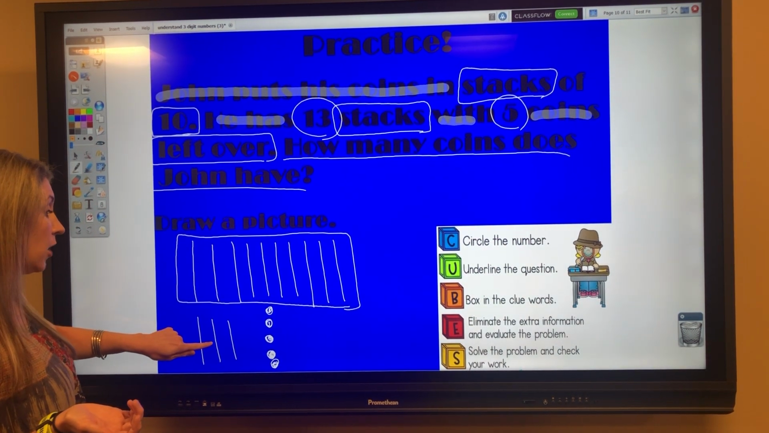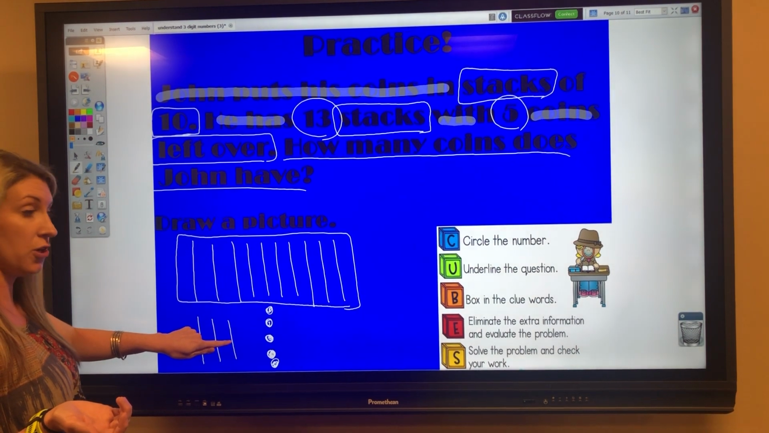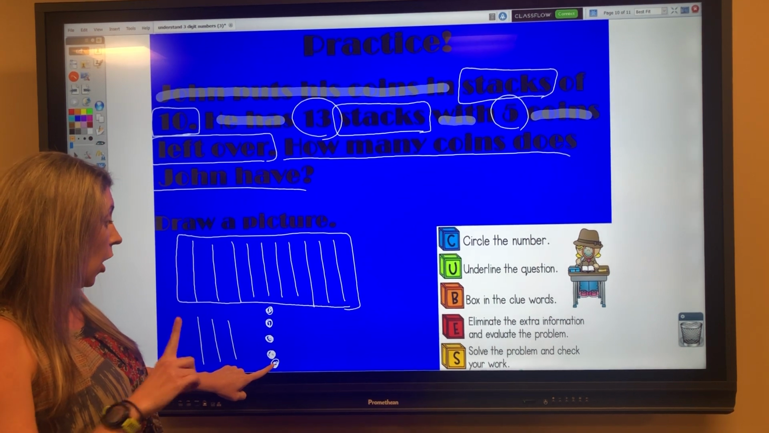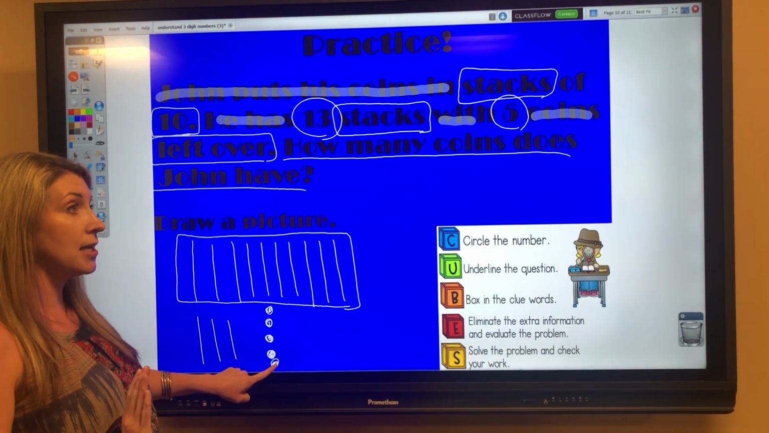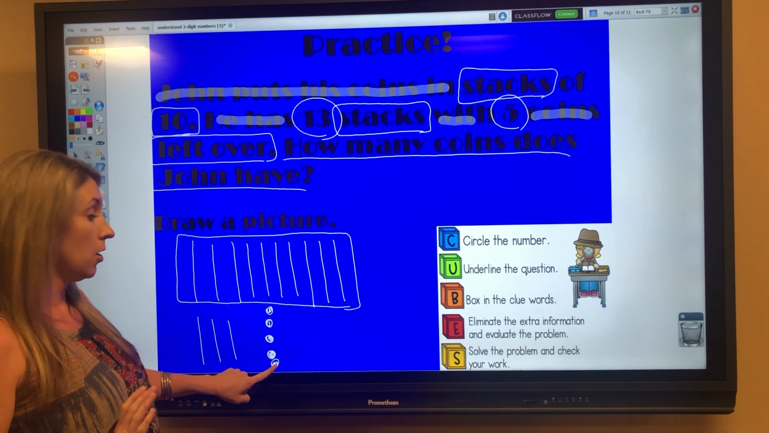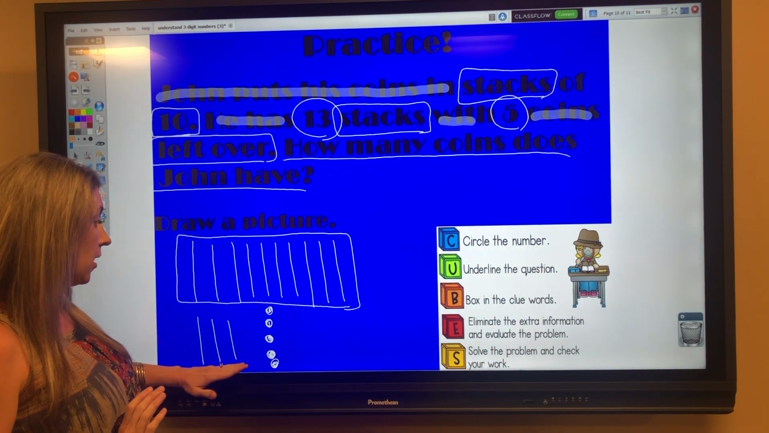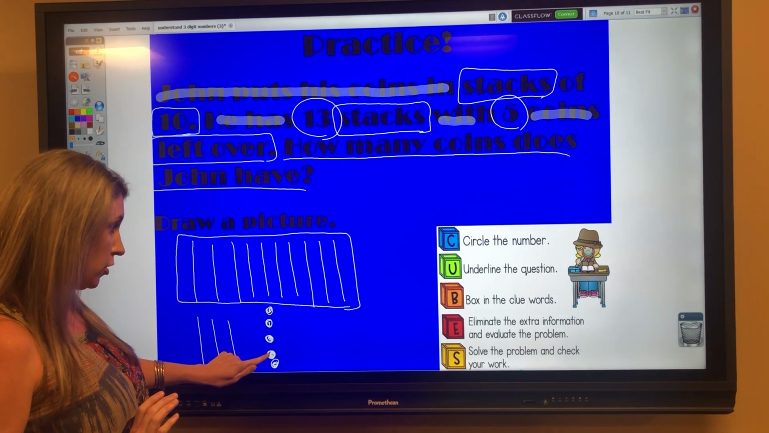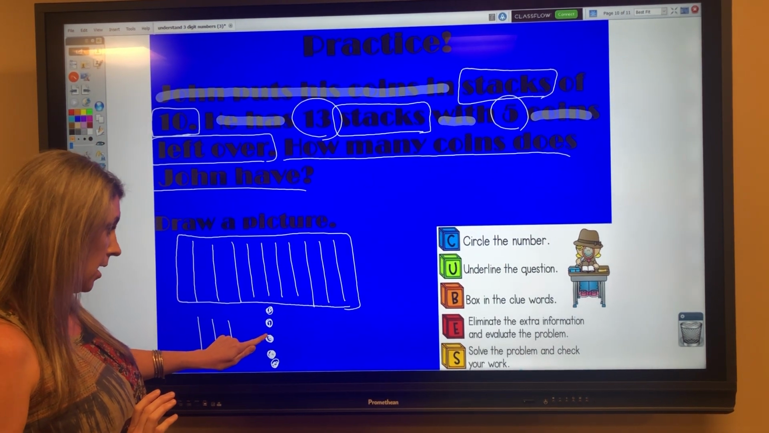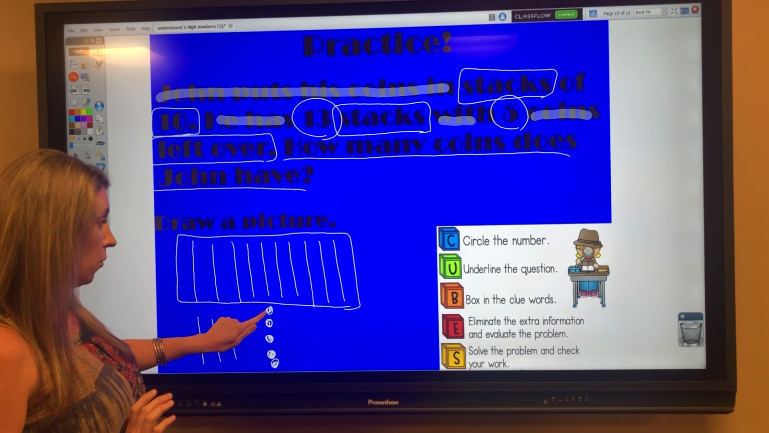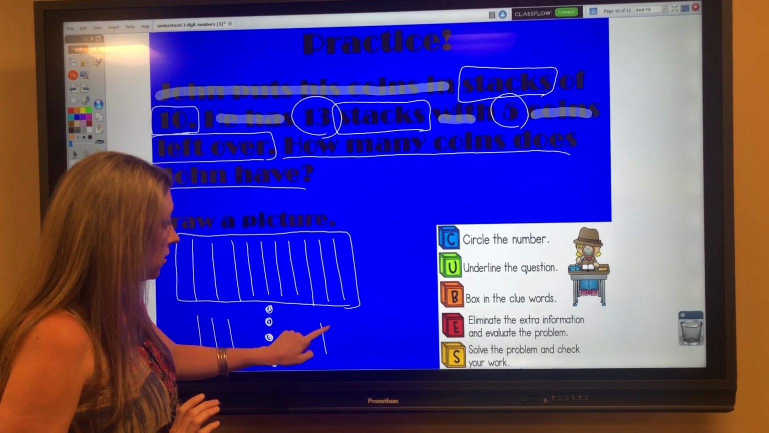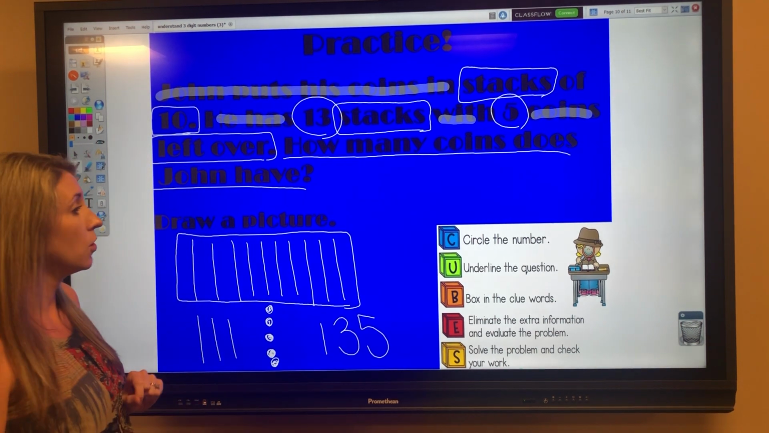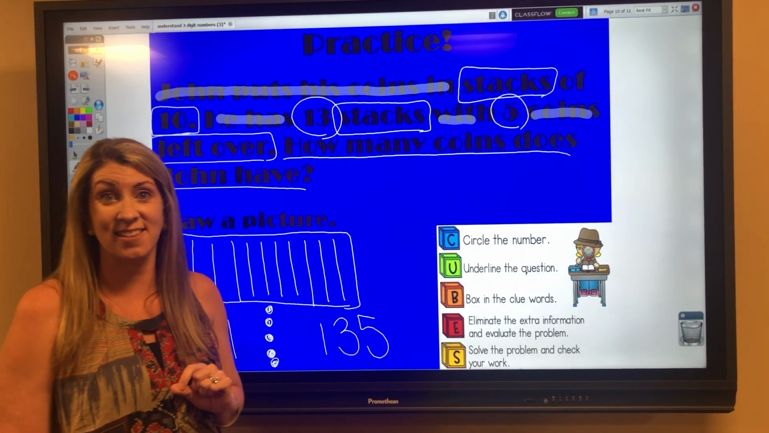110, 120, 130. Now we have to skip over and think, now I'm not doing 10s, I'm counting ones. So 130, 131, 132, 133, 134, 135. So he has 135 coins. Wow, that's a lot of coins.